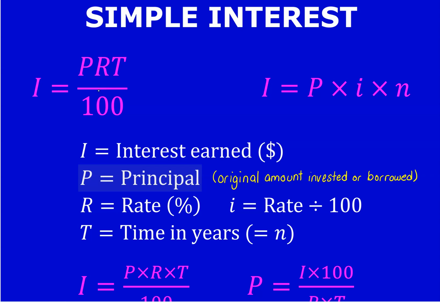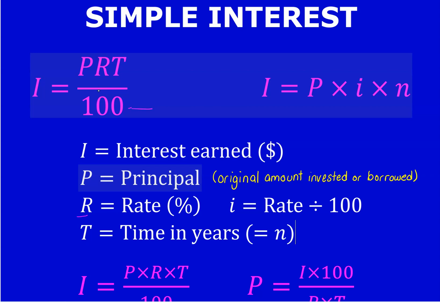Well, I is your interest earned, P is the principal, the original amount borrowed or invested, R is your rate, the percentage. As we said, if you're using the second formula, then you need to divide by 100. If you're using the first formula where you've got capital R, then the formula divides it for you. And that's one we're going to stick with. Time, you need to remember that time is in years.